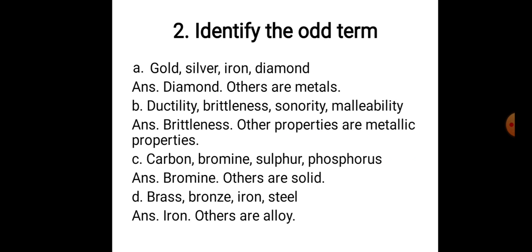Identify the odd term: gold, silver, iron, diamond. Which one is the odd term here? Diamond, and others are metals. Ductility, brittleness, sonority, malleability. Brittleness is the odd term, other properties are metallic properties. Carbon, bromine, sulfur, phosphorus. Bromine is the odd term, others are solids. Bromine exists in liquid state. Brass, bronze, iron, steel. Iron is the odd term, others are alloys. Iron is an example of metal.